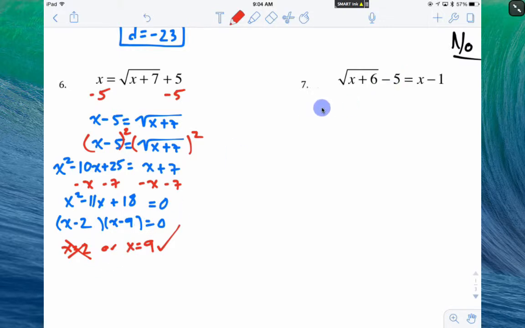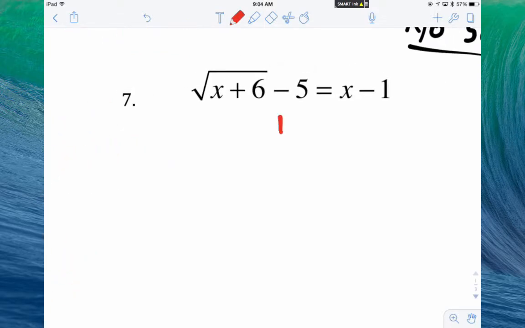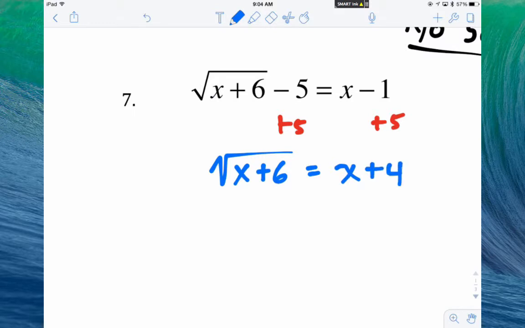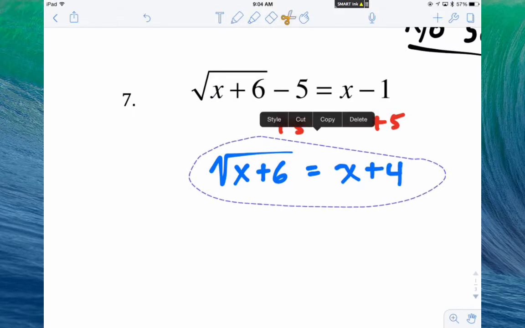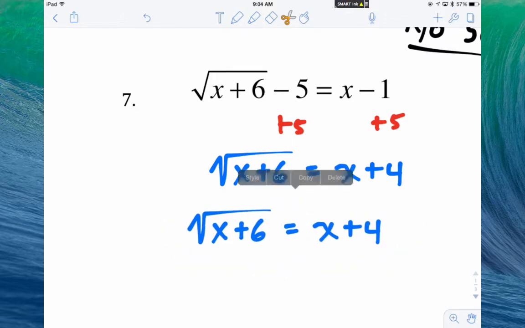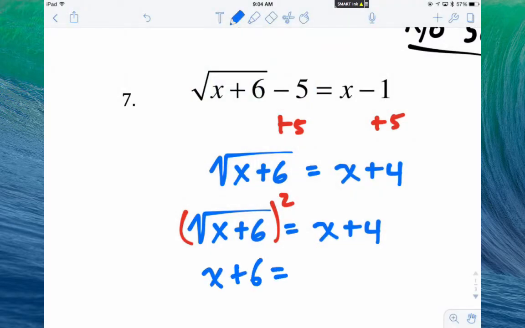Okay, with that, let's do one more together, and then I'll have you try some on your own. So same kind of idea here. We're going to want to isolate the radical, in this case by adding 5 to both sides of the equation, yielding the square root of the quantity x plus 6 is equal to x plus 4. Of course, I don't want to know what the square root of x plus 6 is. I want to know what x plus 6 is. So let's raise this to the second power, yielding us on the left-hand side of the equation x plus 6. Of course, what we do to one side of the equation, we must do to the other. And when we square the quantity x plus 4, we get x squared plus 8x plus 16.